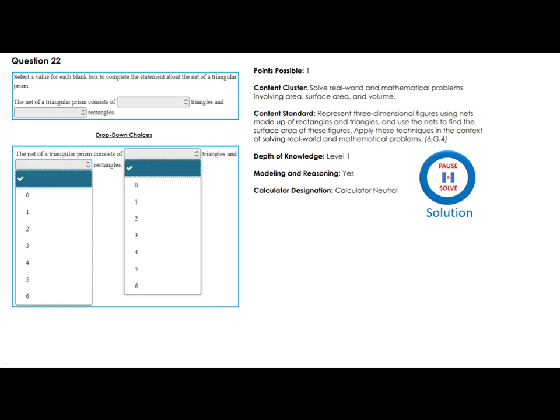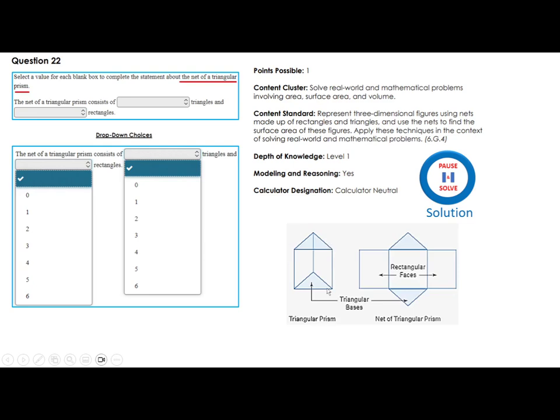This is an interesting question. Select a value for each blank box to complete the statement about the net of a triangular prism. Okay, so you have to choose from these two tables. Now let me just quickly show you this. This is a triangular prism, which means the base is a triangle. To have two bases, they are triangles. So when you open this up, it looks like this. So obviously you have two triangles and three rectangles. And then you fill in two triangles and three rectangles.